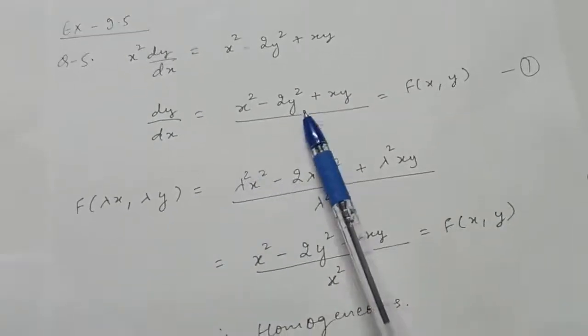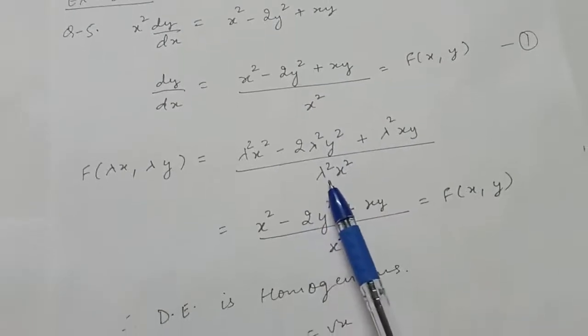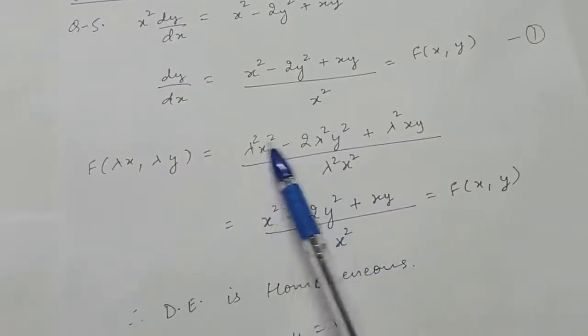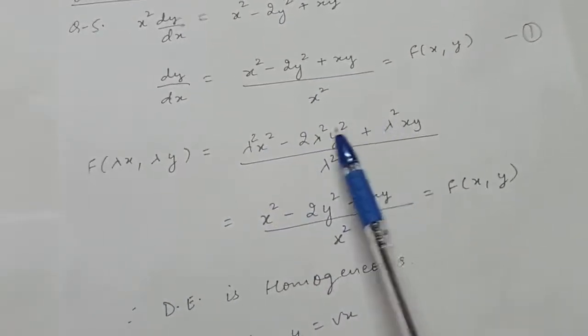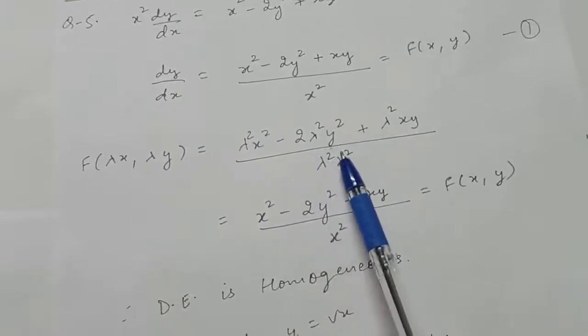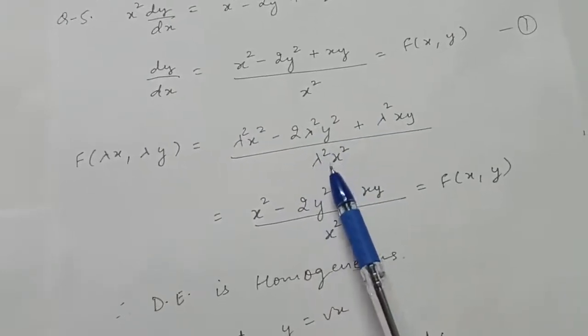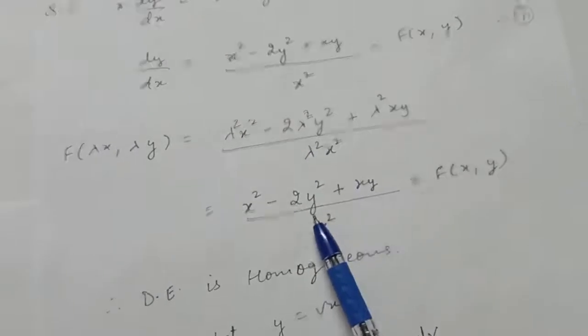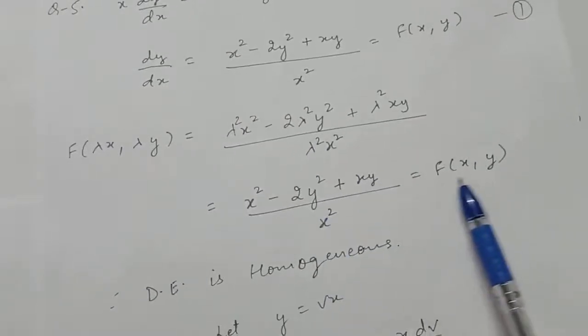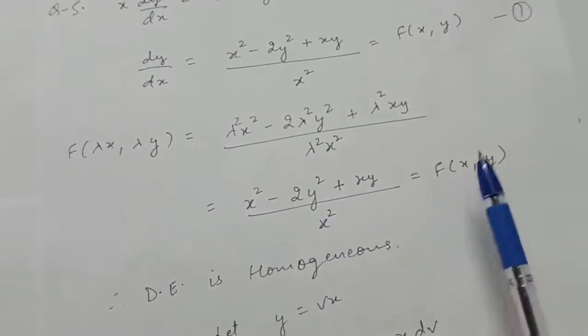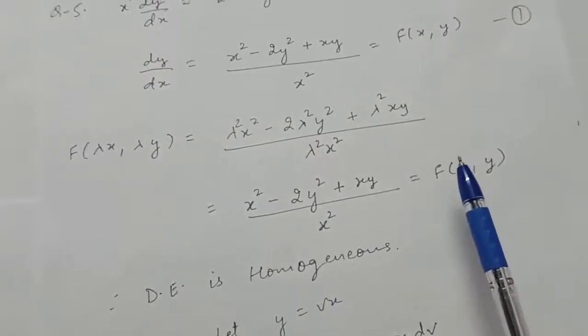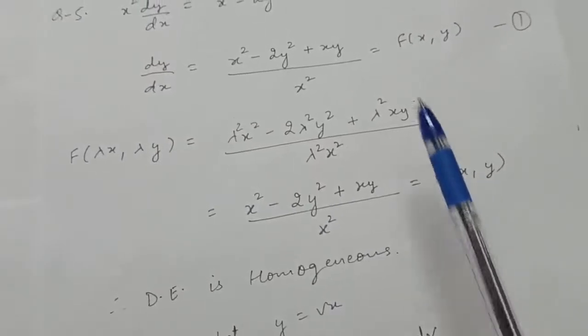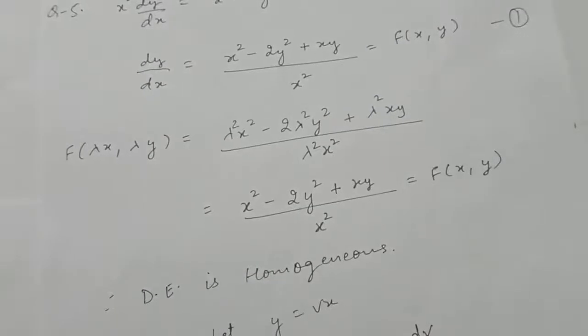So in place of x, y here, now put lambda x, lambda y. Now take out lambda square common from all of these three terms and cancel out that lambda square with the lambda square present in the denominator. So you will get this, which is nothing but f(x, y), right? So we can say this function is a homogeneous function of degree 0. Therefore this differential equation is also homogeneous.